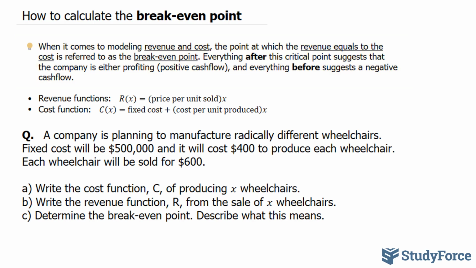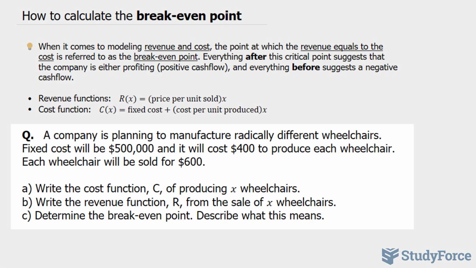negative cash flow. To model the revenue function, we'll represent it as R of X is equal to the price per unit sold times X, and X represents the number of units, and that's an unknown. To model the cost, we write down C of X is equal to the fixed cost plus the cost per unit produced times X. Once again, X represents the same thing.